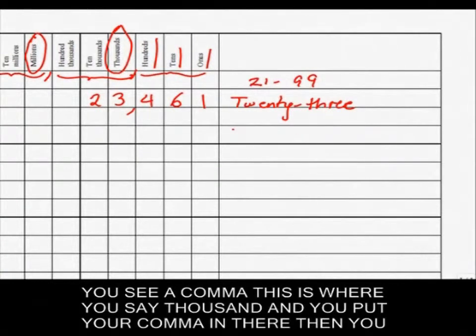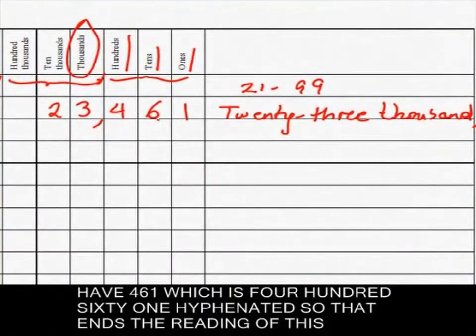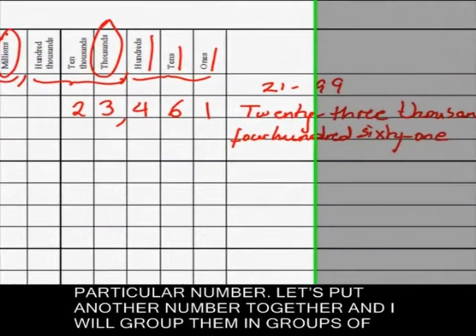And you see a comma. This is where you say thousand. And you put your comma in there. Then you have 461, which is 461 hyphenated. So that ends the reading of this particular number.